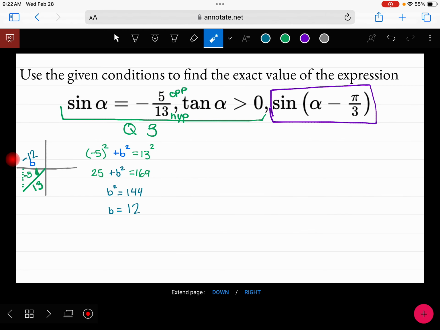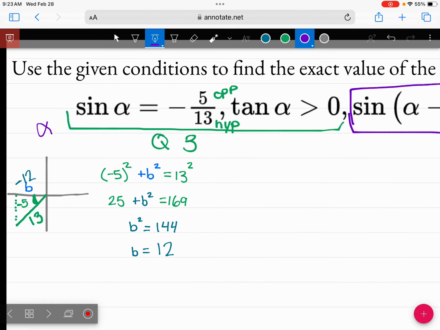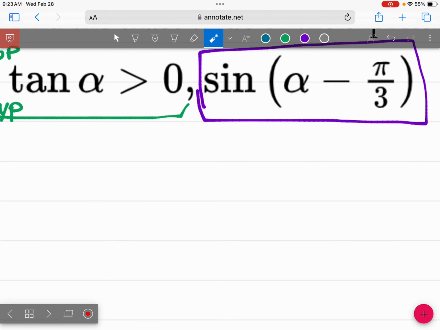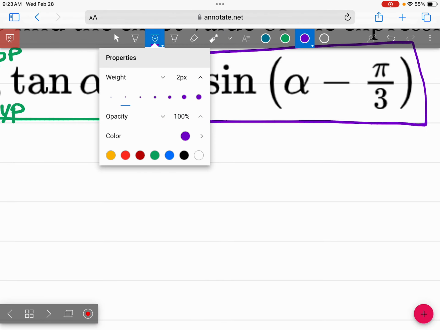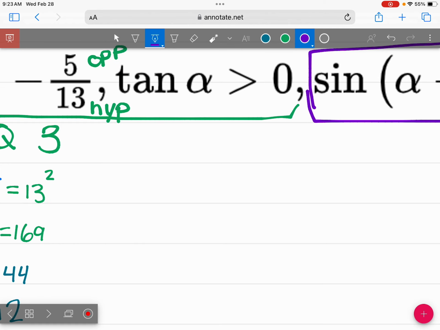So having this little sketch is going to make evaluating this way, way easier, because this whole thing describes my alpha. That is the worst alpha I have ever drawn. Holy cow. There we go. It looked like a fish. So when we're looking to evaluate sine of alpha minus pi over 3, I'm going to start by writing out that formula. So I'm going to take my difference of angles of sine.